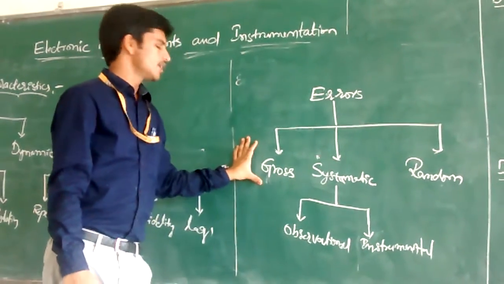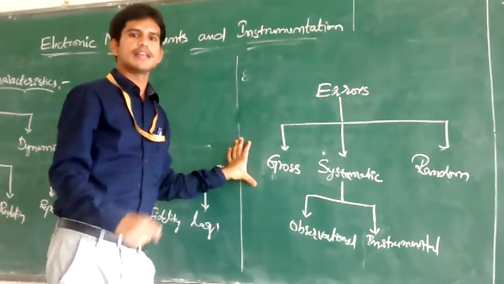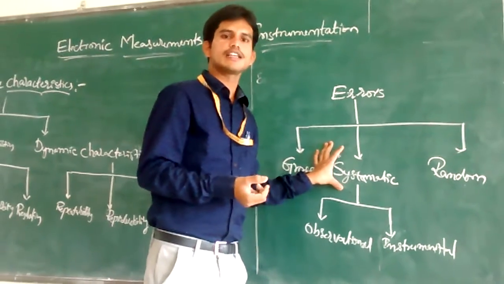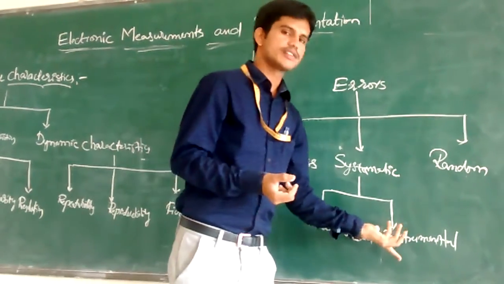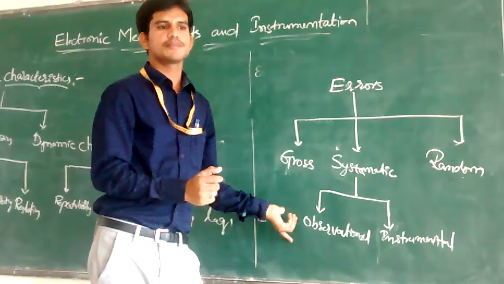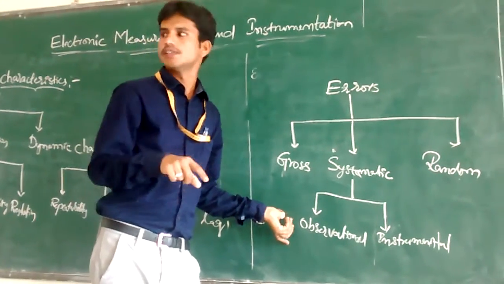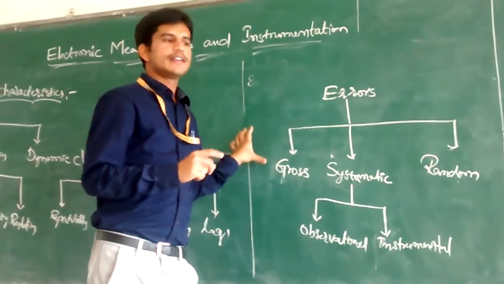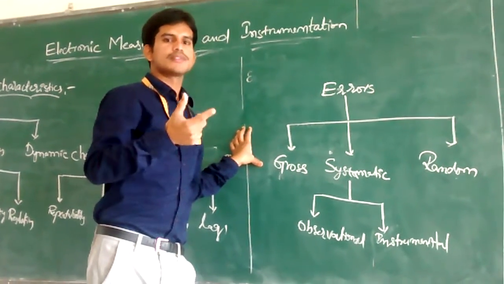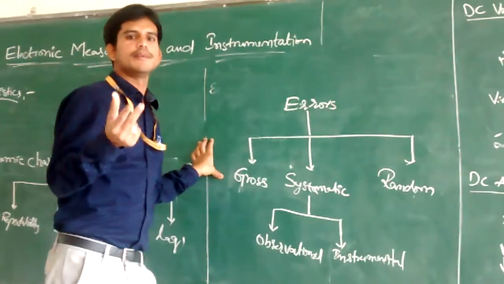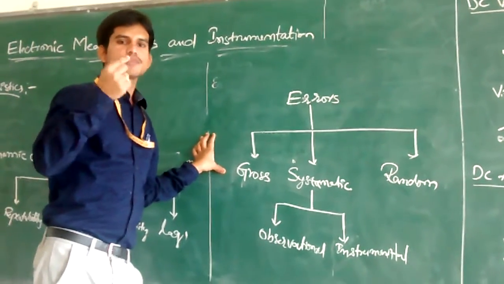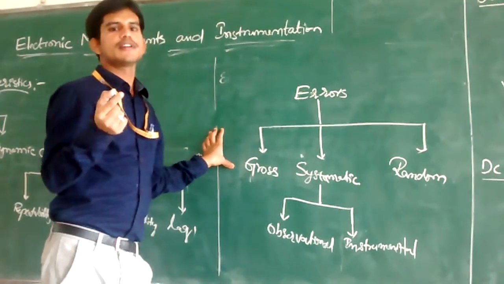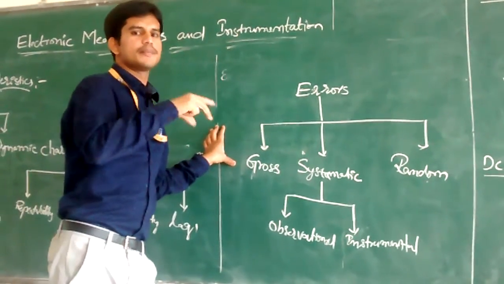Coming to gross errors, these are the errors that generally occur for any instrument while performing measurements. And coming to systematic errors, again these are classified into observational errors and instrumental errors. The observational errors may happen because of the users while taking the measurement, for example reading 0.2 instead of 0.3 on the CRO, milliammeter or voltmeter. If there is a small difference while measuring, the observer itself may cause it.